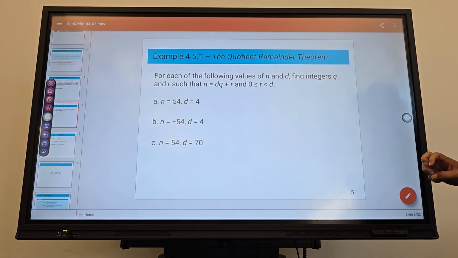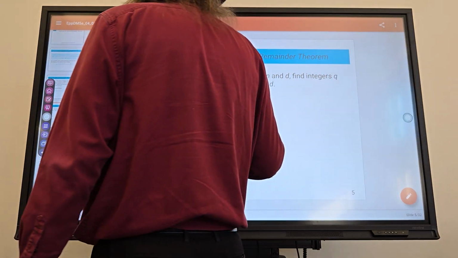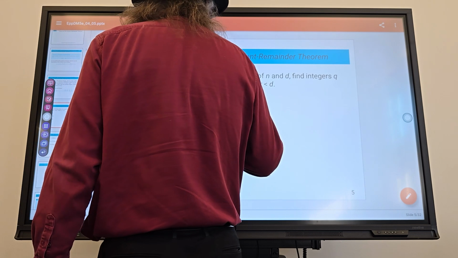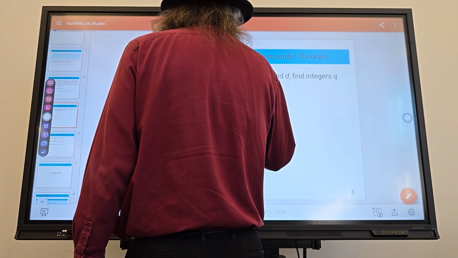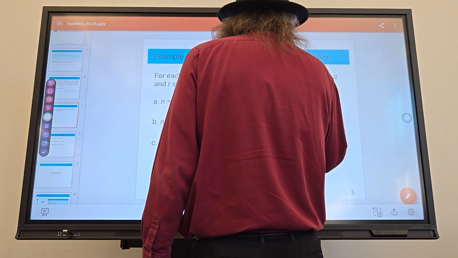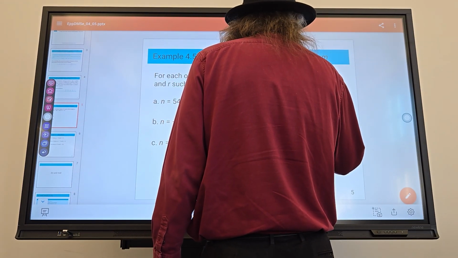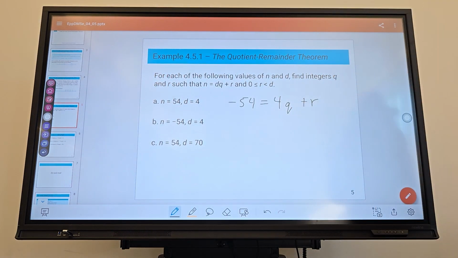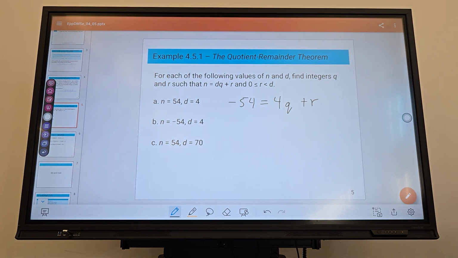So let's take the example of b. If n equals negative 54, then negative 54 equals 4q plus r. Can you find a value for q? And r?